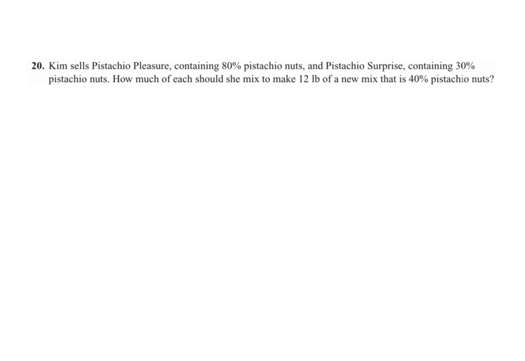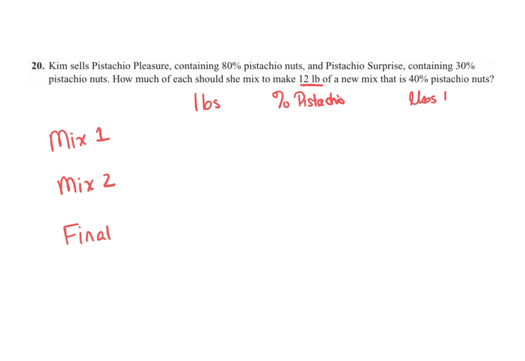Okay, so we have this mix 1 here, and we have this mix 2. And I don't want to write pistachio that many times. So I'm going to say mix 1, mix 2, and then final. Let's go a little faster. All right. So we are doing it in pounds, right? And so my first part's going to be pounds. Then I'm going to say, well, percent of pistachios, right? And then pounds of pistachios here.